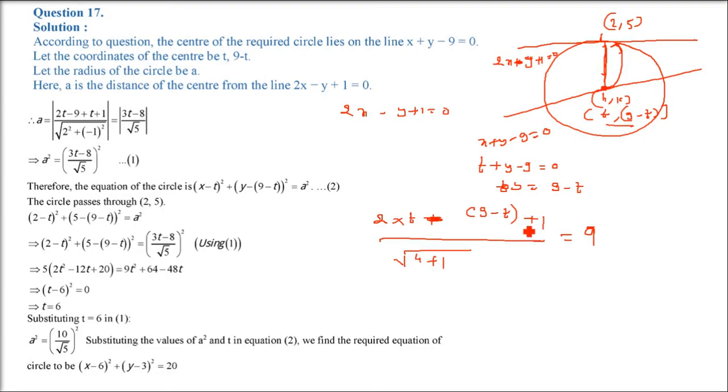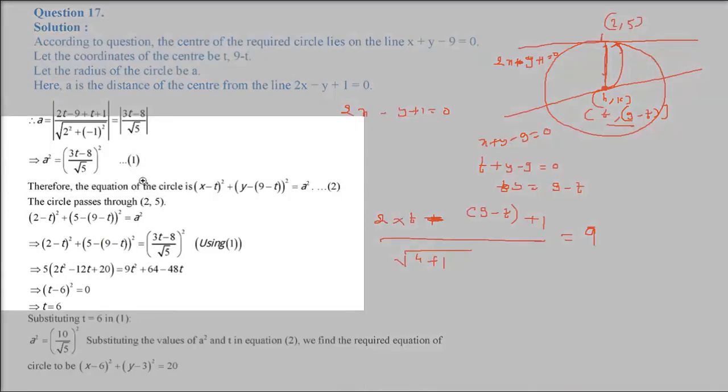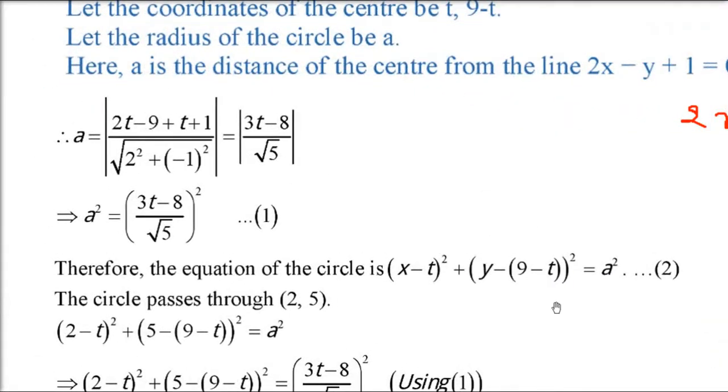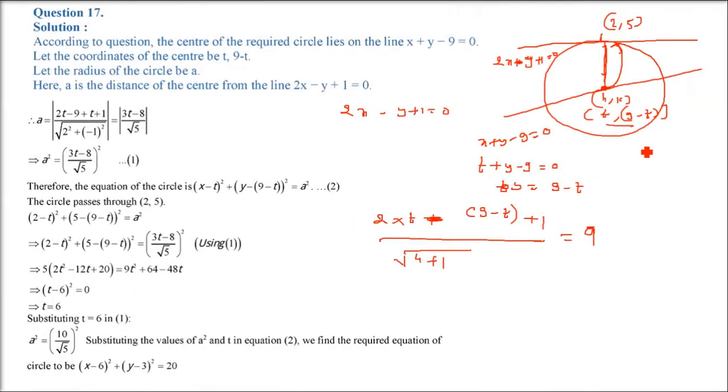There is one more way to find the radius, that is the distance formula. We can apply the distance formula and equate the two later. Just square the first expression on both sides. You will get a square as (3t minus 8 by under root 5) whole square. Since this distance is also the radius, take the distance formula with (x1, y1) as (2, 5) and (x2, y2) as (h, k). So (2 minus t) whole square plus (5 minus (9 minus t)) whole square equals a square, radius square.